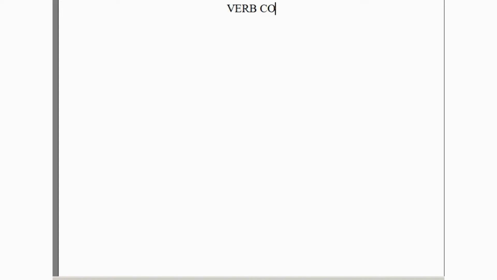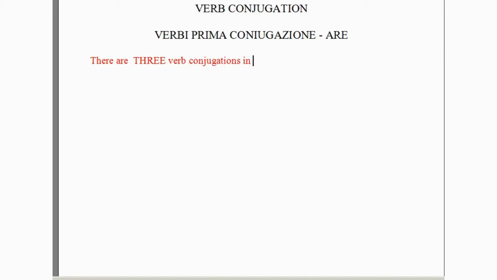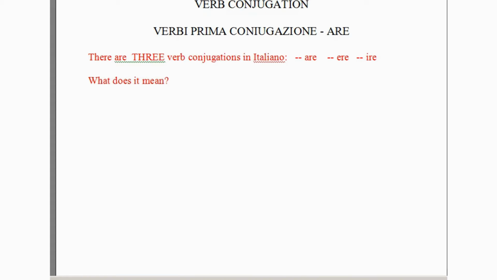Coniugazione verbi: verbi are, first conjugation. Verbs of the first conjugation in Italian end with are. There are 3 verb conjugations in Italian. The first are, the second ere, the third ire. But what does that mean?